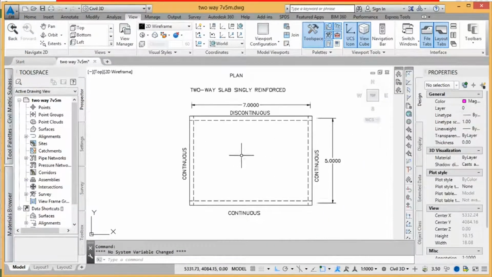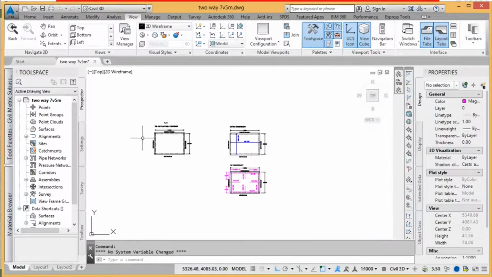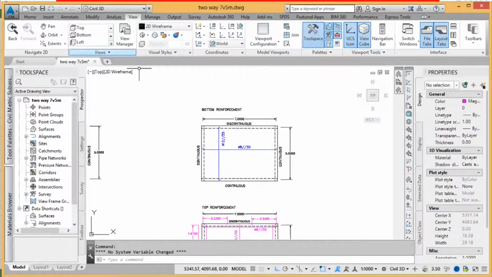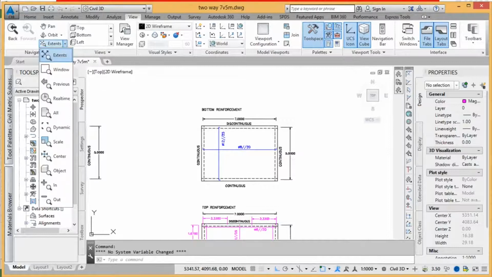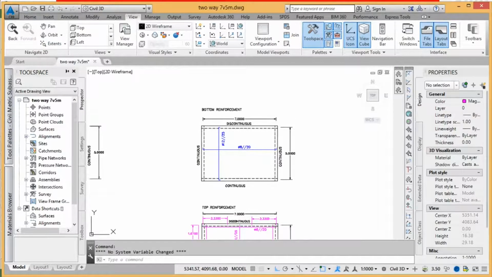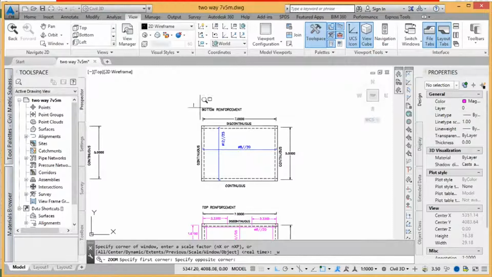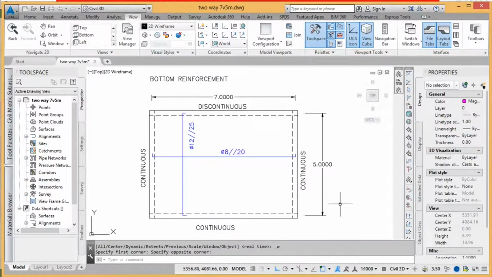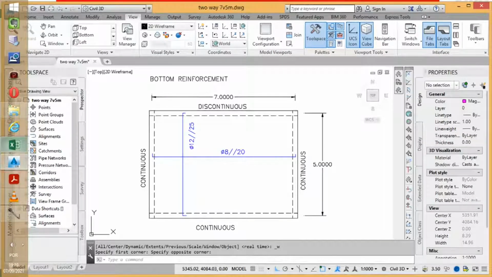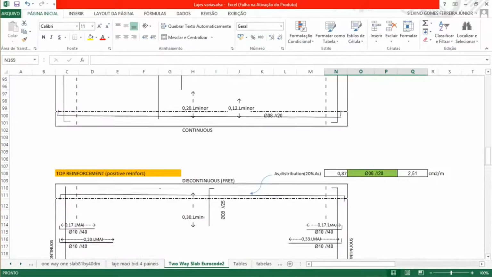Of this slab, this side is continuous, continuous, continuous, continuous. Here's 5 meters, here's 7, it's a 2-way single reinforced slab. So in the bottom, the reinforcement will be this one. Let me increase this. Okay, so in the bottom what we calculated was this.